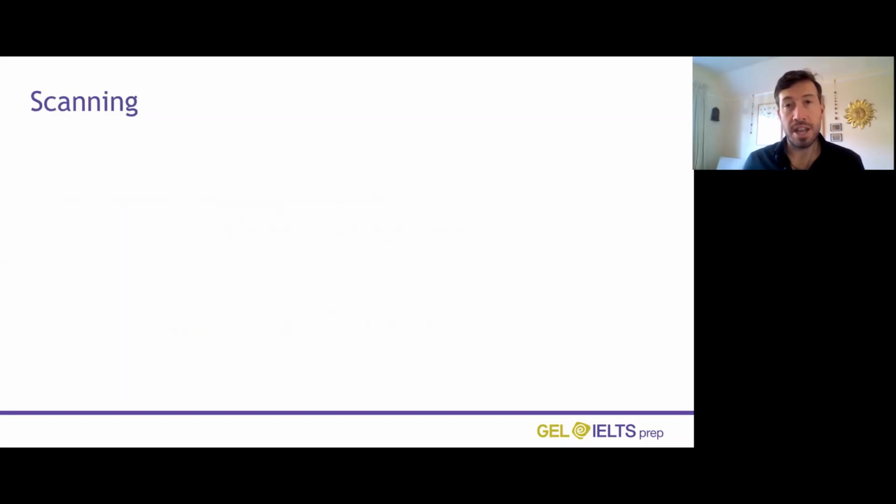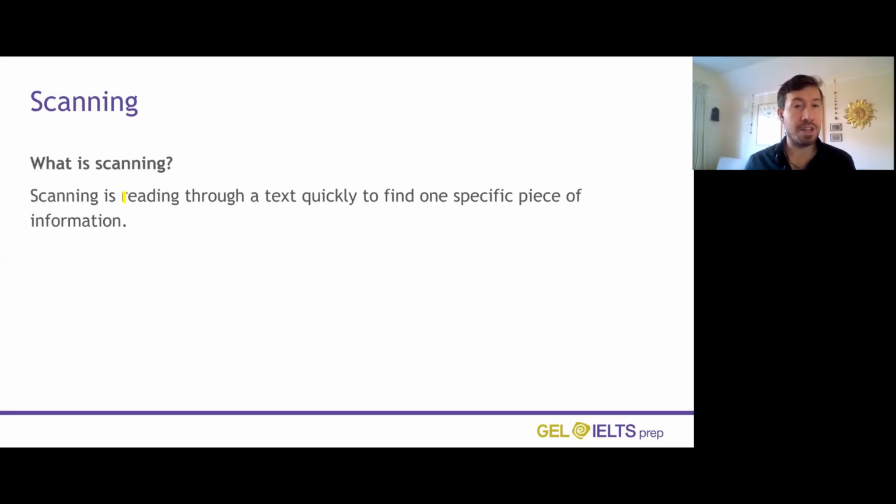Now let's turn our attention to scanning. Scanning is a different skill to skimming. So what is it? Well, scanning is reading through a text quickly to find one specific piece of information. So if you remember, skimming was to build a general picture of a whole text. Scanning is looking for something very small, one specific piece of information. So you're not trying to read everything, you're just quickly trying to find that one thing.